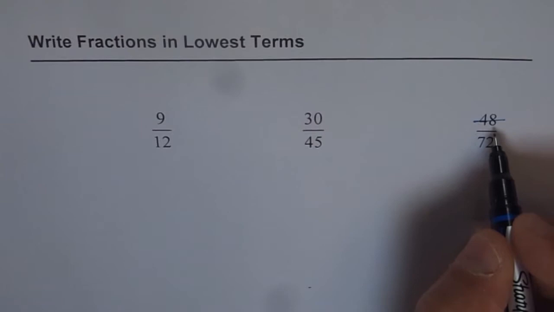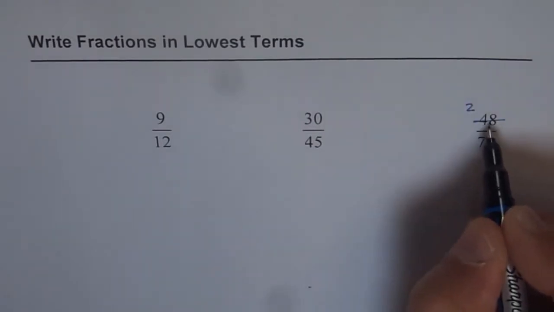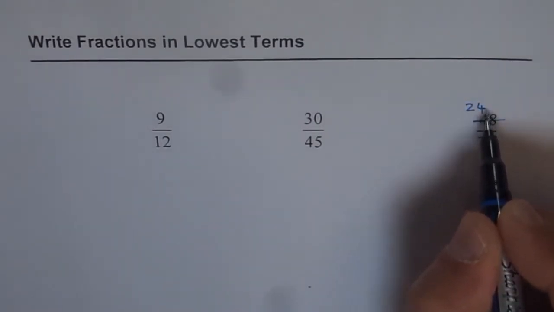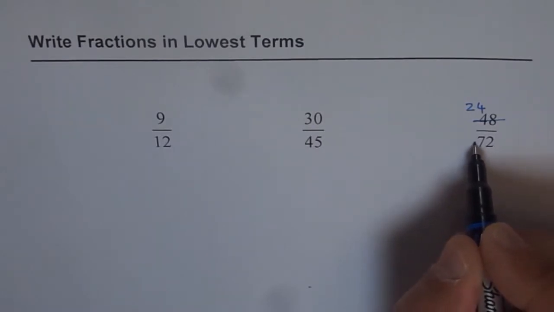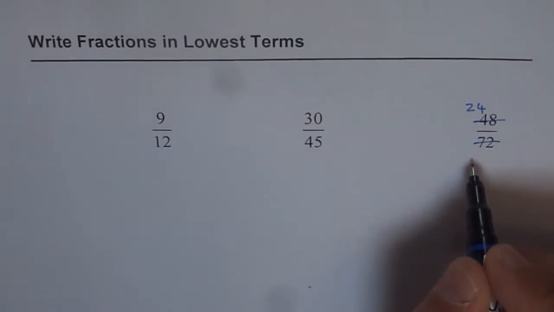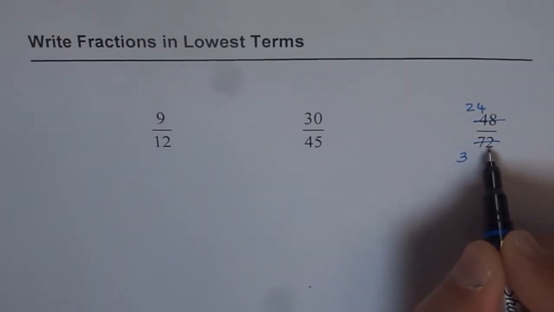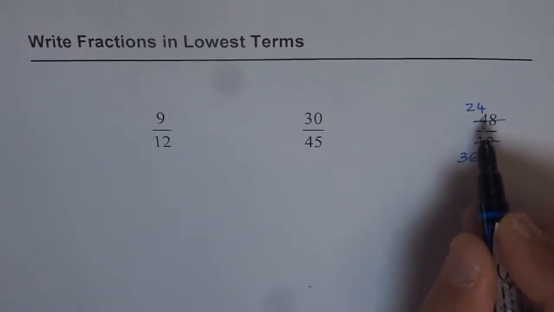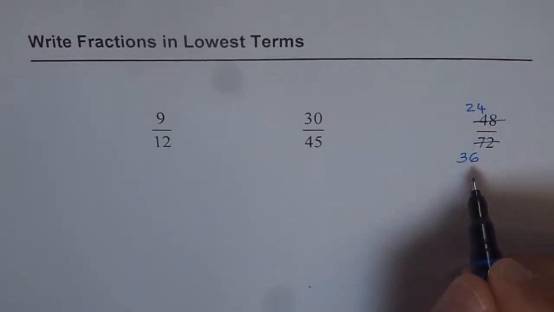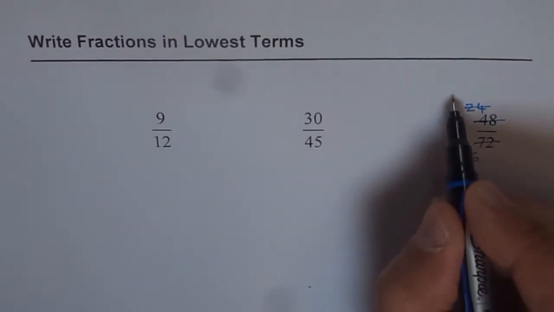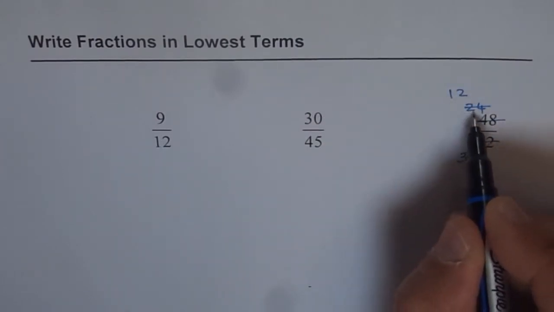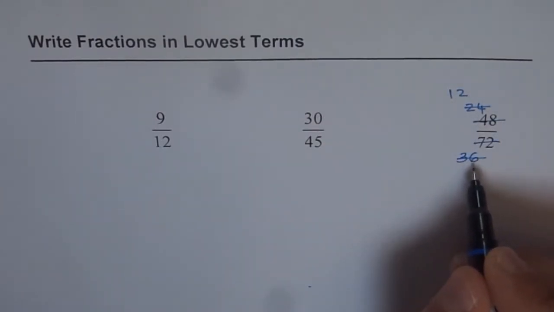48, when you divide by 2, 2 times 2 is 4 and 2 times 4 is 8. So we get 24. Let's divide 72 by 2. In that case, what do we get? 2 times 3 is 6, and then we are left with 12. That means 36. Now these are still even numbers, so we can again divide by 2. So we get 12. Half of 24 and half of 36 is 18.